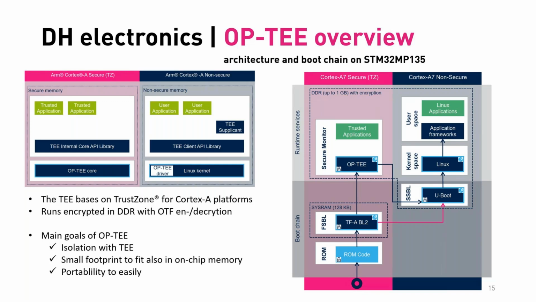Yeah, OPT gets loaded, validated, and afterwards started. Then the boot chain is finished on the secure side. OPT resides in the memory and runs there, provides these services to trusted applications and to Linux. And after this, it jumps to U-boot and lets the non-secure world execute.